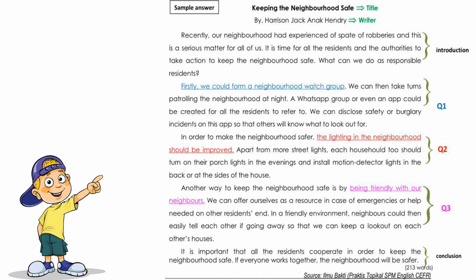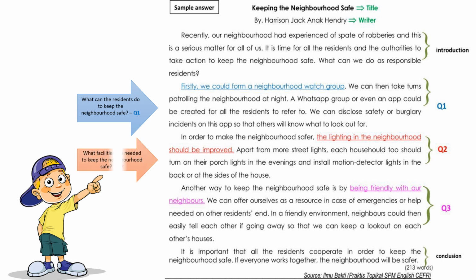The questions are: what can the residents do to keep the neighborhood safe? As for question 1. Question 2. What facilities are needed to keep the neighborhood safe? And question 3. How can neighborhood safety be improved? Let's read through the sample answer.